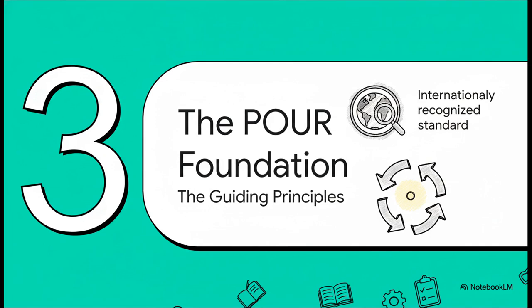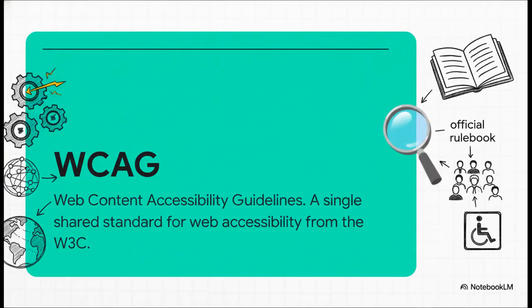Well, thankfully, it's not just some vague idea. There's a real, internationally recognized standard with a set of principles that guide the way. That standard is called the Web Content Accessibility Guidelines, or just WCAG for short. It's put together by the W3C, which is basically the main standards organization for the whole internet. You can think of WCAG as the official rulebook for making the web work for everyone.